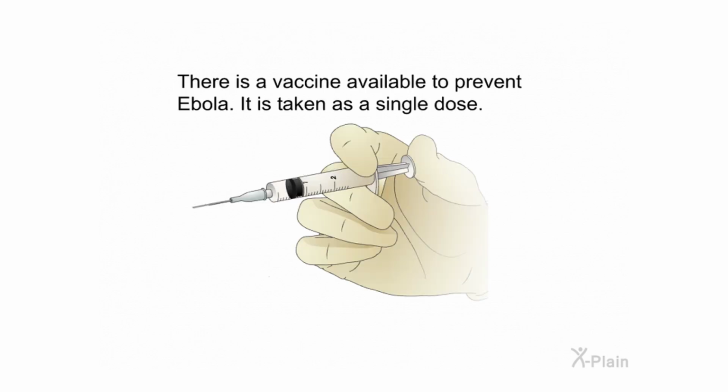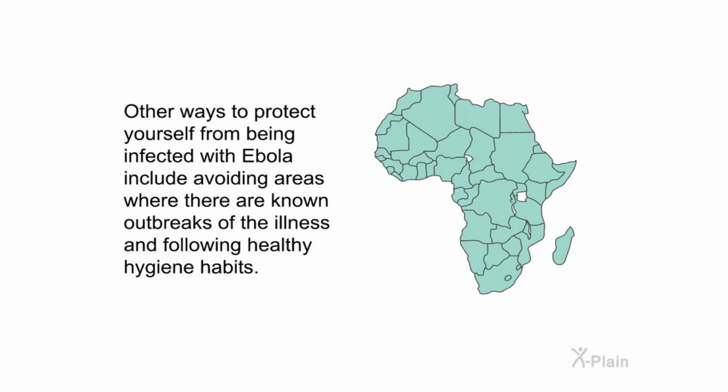Prevention. There is a vaccine available to prevent Ebola. It is taken as a single dose. Other ways to protect yourself from being infected with Ebola include avoiding areas where there are known outbreaks of the illness and following healthy hygiene habits.